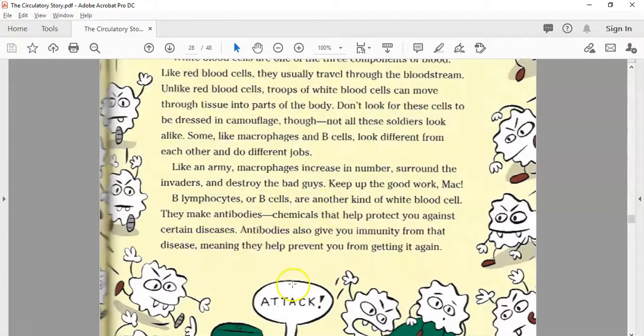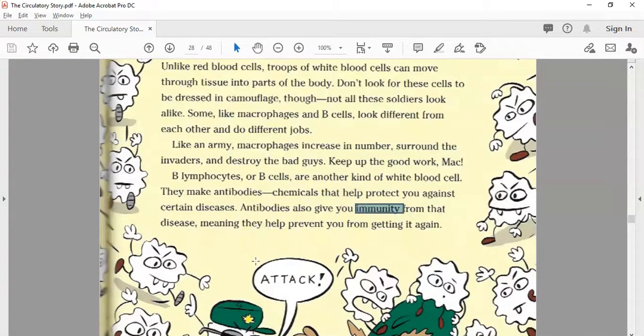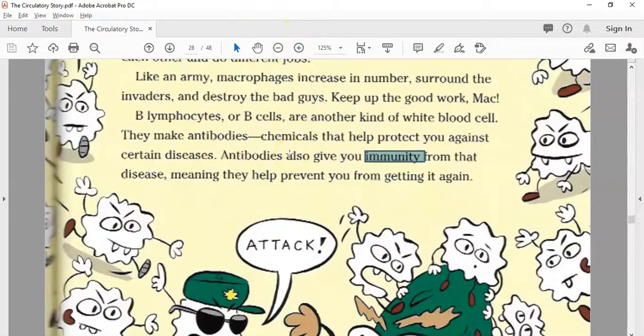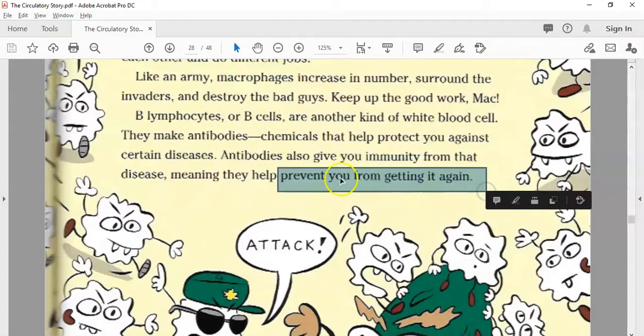So look what it says. Antibodies give you immunity from that disease, meaning they help prevent you from getting it again. So usually once you get sick from the flu, you probably won't get it again, because now you know that it gives you immunity. Antibodies, they help you, they protect you.